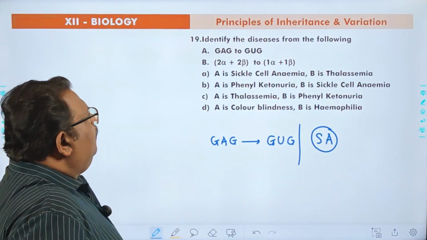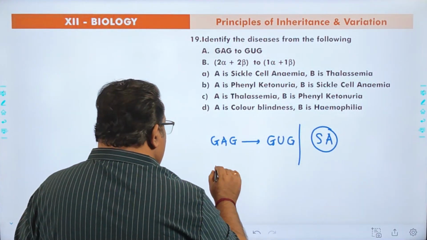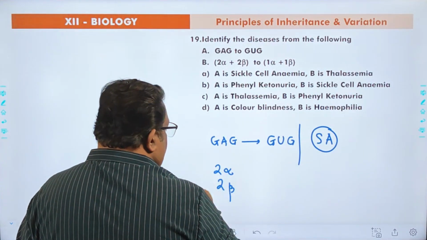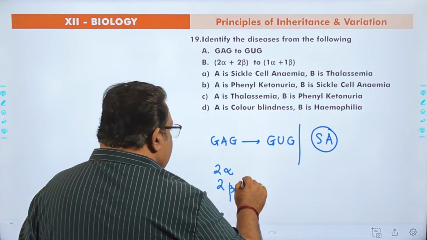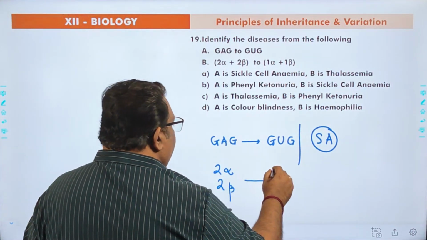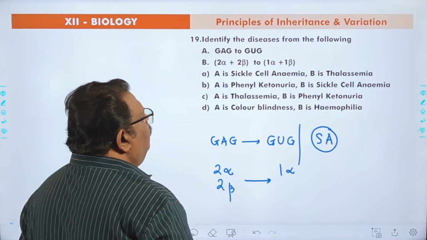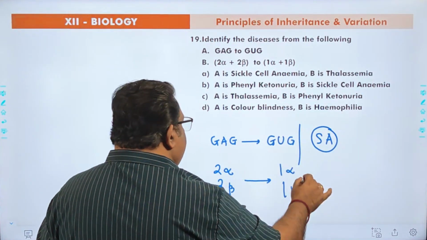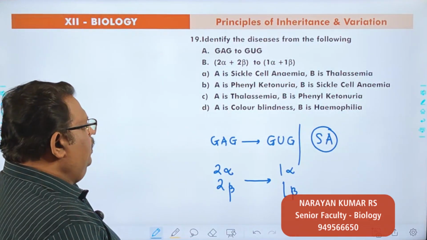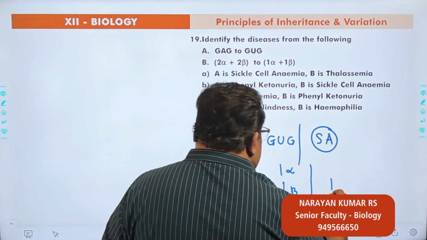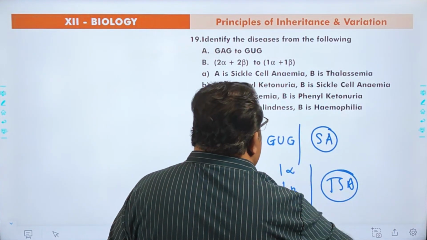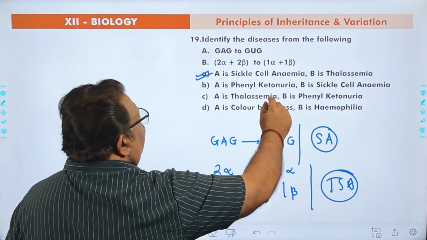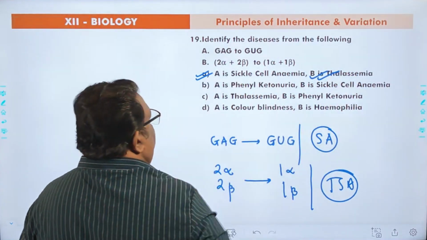Then the B. In normal hemoglobin, 4 polypeptide chains are there. 2 of them are alpha, 2 of them are beta. But there is a reduction here. Instead of 2 alpha chains, only 1 alpha chain is there. Instead of 2 beta chains, only 1 beta chain is there. So there is a reduction in the number of polypeptide chains in hemoglobin. That disorder is called thalassemia. So A refers to sickle cell anemia and B refers to thalassemia. So A is the answer.